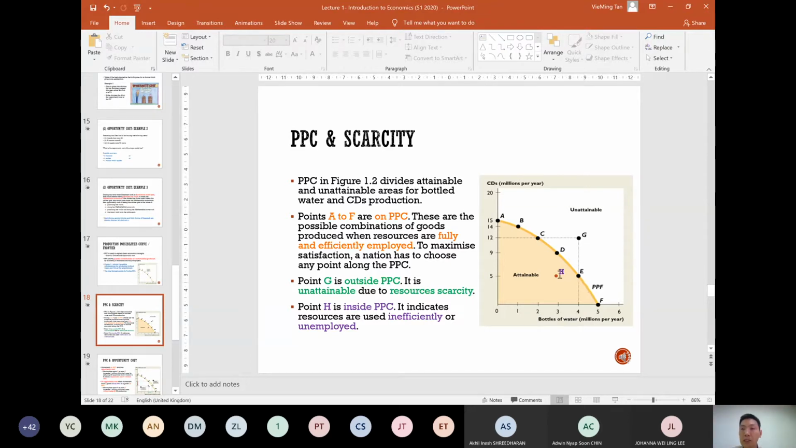So that means for point H, the resources are not fully utilized, and the country can still increase the quantity of production for CD and also bottled water. So that means H is not efficient, but attainable, achievable, but it's not efficient.